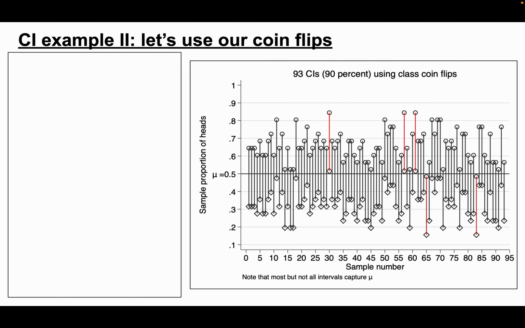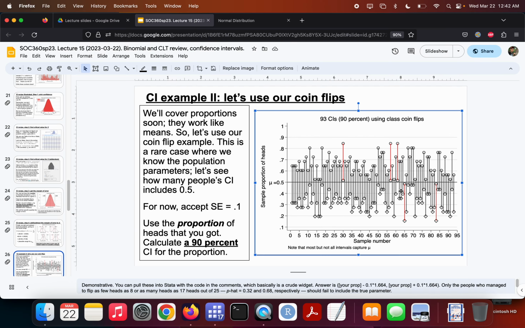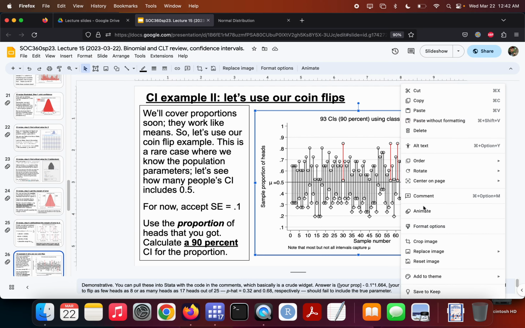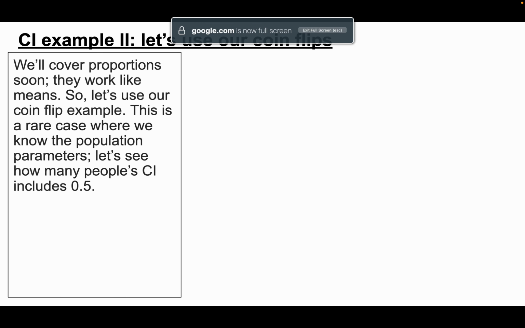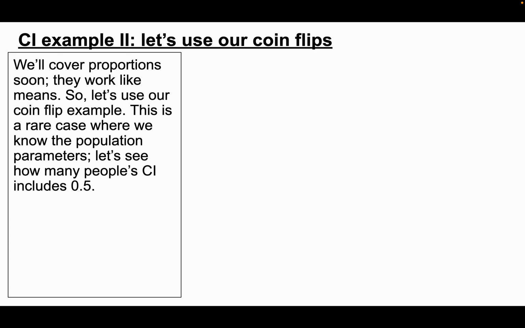So we can also use our coin flips, and sorry, I wanted to animate this here. We could do this with our coin flips. So this is going to change the setting of the problem slightly. We're going to use proportions here actually. These work a lot like means, so we don't actually do a lot of direct binomial confidence intervals, but we use something very close to the count of successes. We use the proportion of successes. So we'll use our coin flip example.